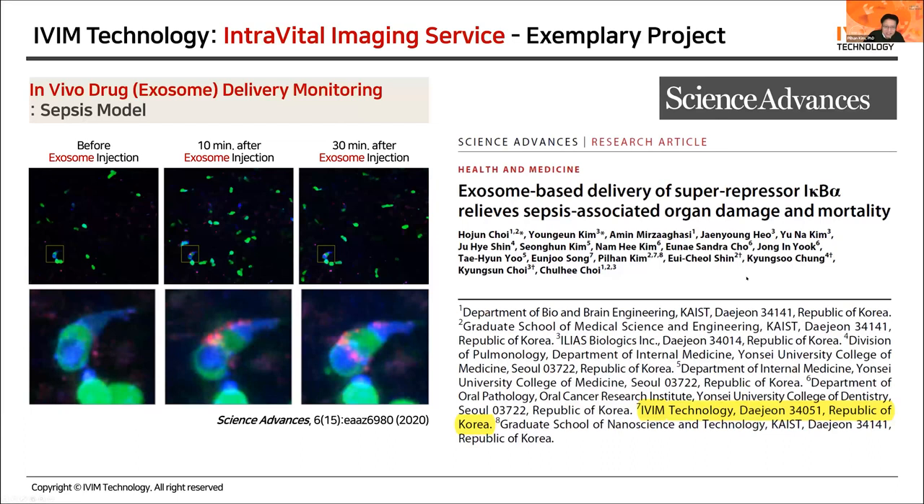In this case, the company sent us the exosome. And what we did was monitor 30-minute drug delivery in the sepsis mouse model. This red color is the exosome. So this is 10 minutes after the exosome injection. We can see the delivery of this exosome to the surface of the target cell. And at 30 minutes, you can see the internalization of this exosome.